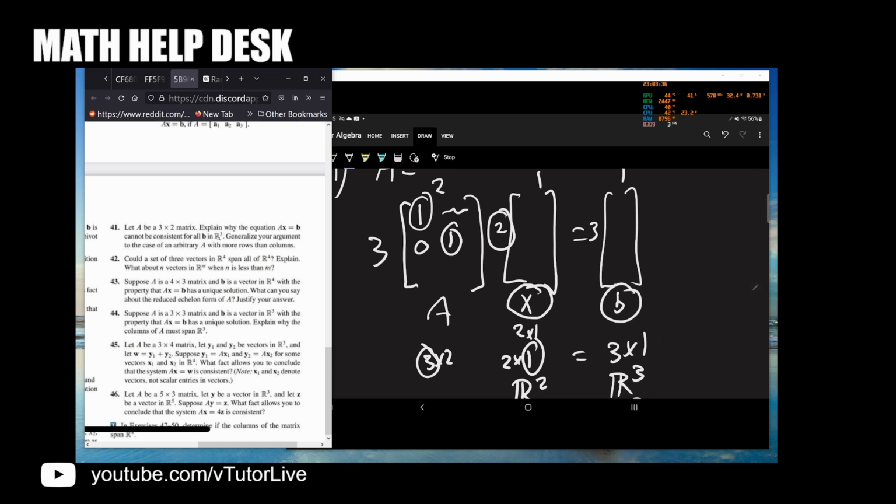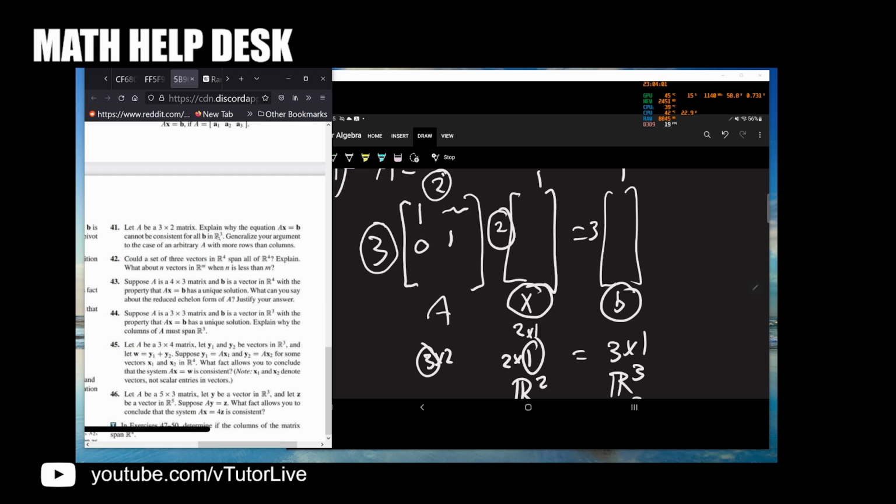Okay, gotcha. But the idea here is that for this matrix, the smaller of the number of columns or the number of rows is going to be an upper bound on rank, right? It's just impossible to have more than two leading ones when you only have two columns, right?